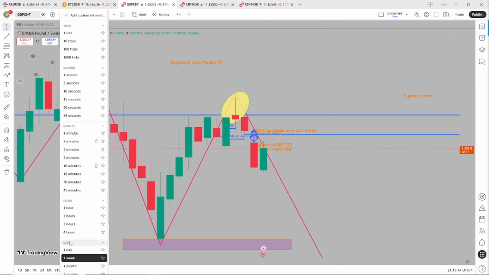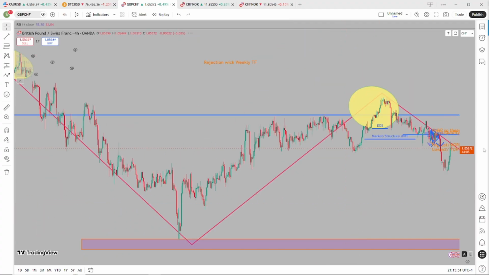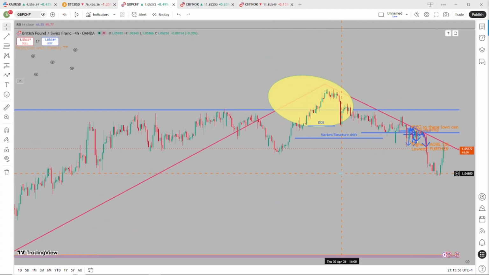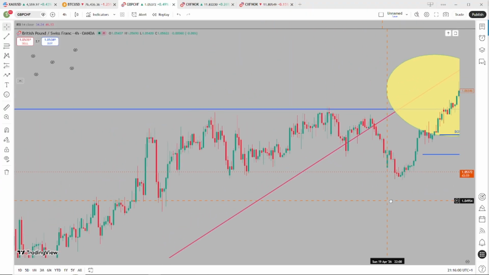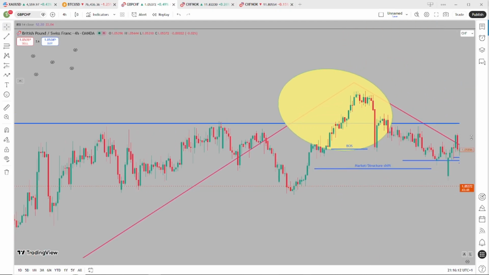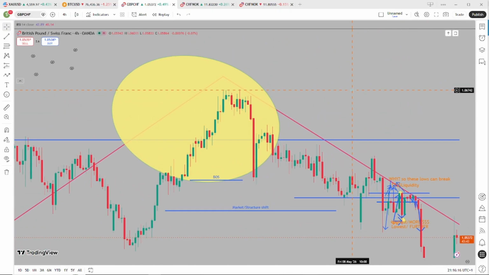Price is bearish overall. Okay, let's jump onto the 4-hour time frame. So now we've seen that rejection wick, right? We looked at the weekly time frame, we've seen that rejection wick. Now what we're waiting for is a break of structure and a market structure shift, or a structure shift, whatever you want to call it. Top down analysis.